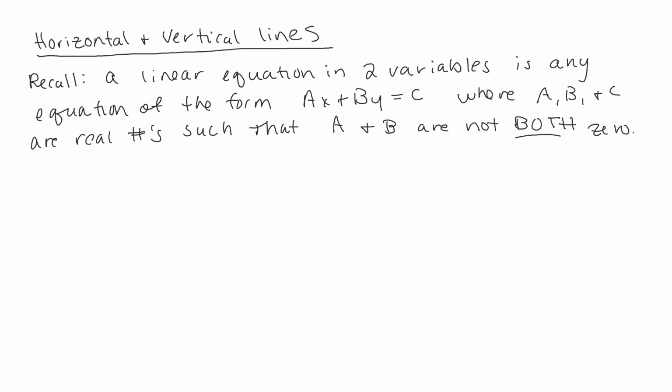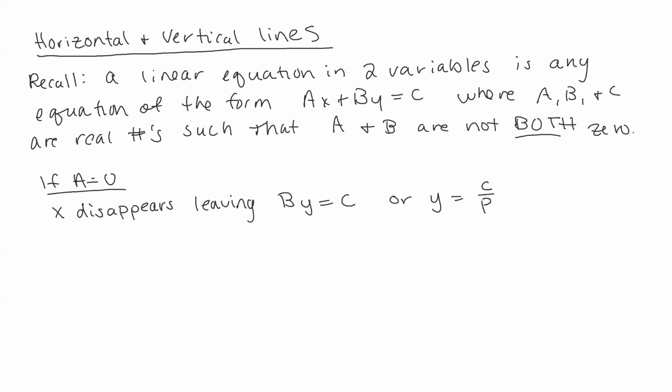same time. When one or the other is 0, that's when we get horizontal and vertical lines. Okay. So if A is 0, X disappears, leaving by equals C, or if I solve for y, y equals C over B. This is a horizontal line. And I'll tell you more about that in just a second. But just know if A equals 0, this X term up here, it disappears. You're left with by equals C or y equals C over B. That's when you get a horizontal line.